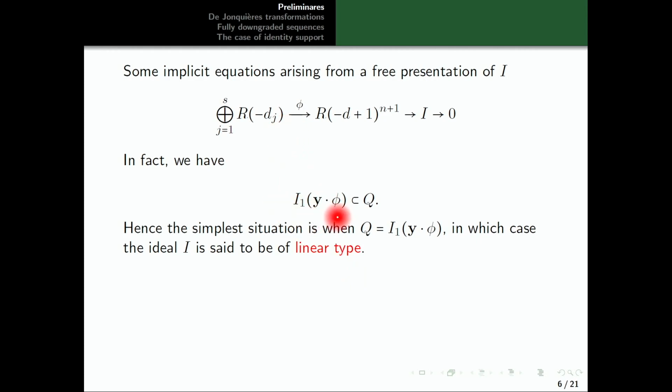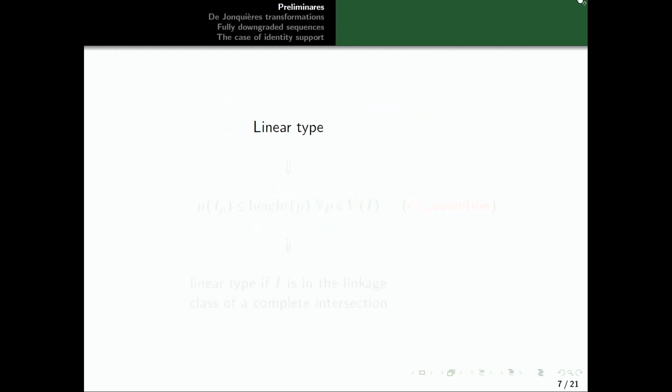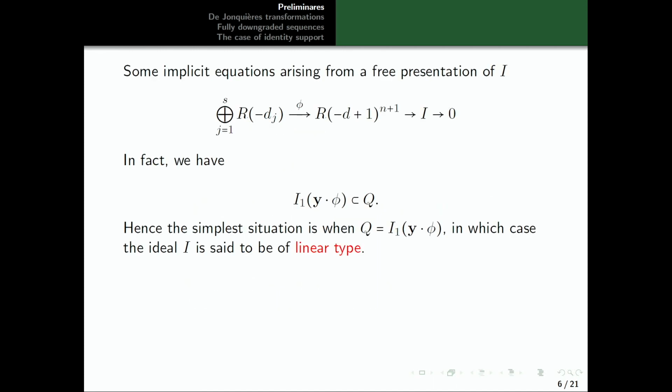This notation means the ideal generated by the entries of this product. Okay. Hence, the simplest situation is when this inclusion is an equality. Okay. In this case, we call I an ideal of linear type.